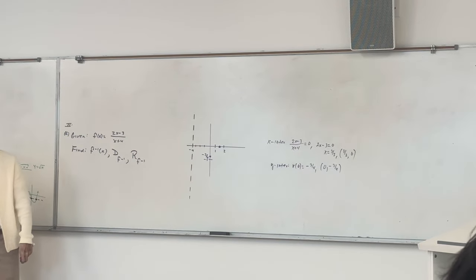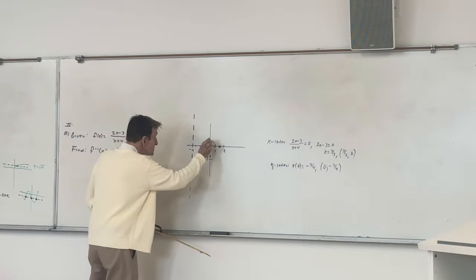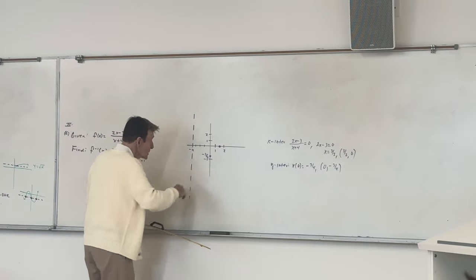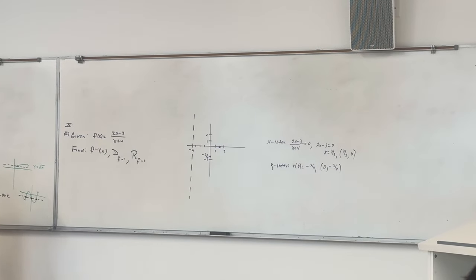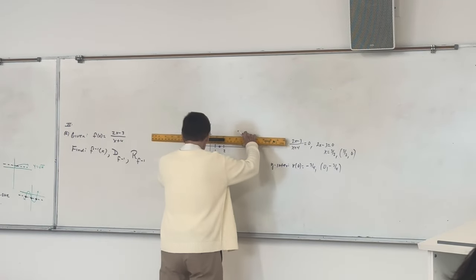Can someone tell me? Be clever. I will tell you ahead of time, there is a horizontal asymptote on this one. Anyone tell me its location? Where's the horizontal asymptote to be drawn here? I think I heard it. 2. Absolutely. So let's go up to 2. Follow that horizontal. Let me use a different color for it. The horizontal asymptote is at 2.